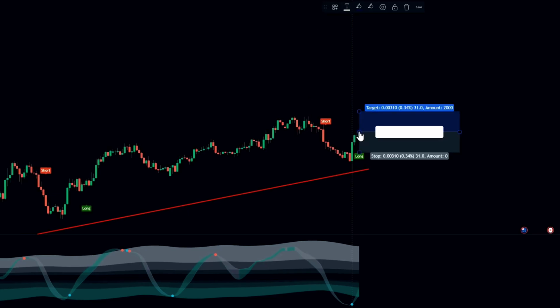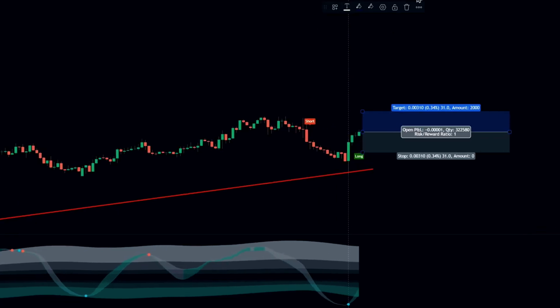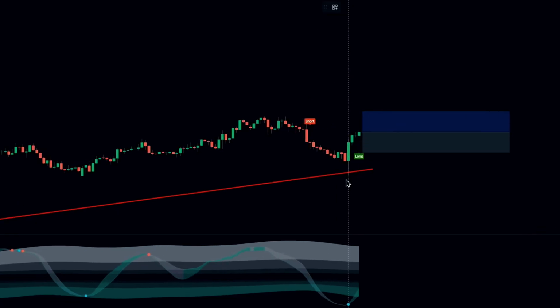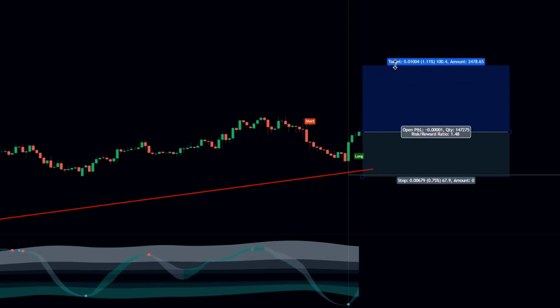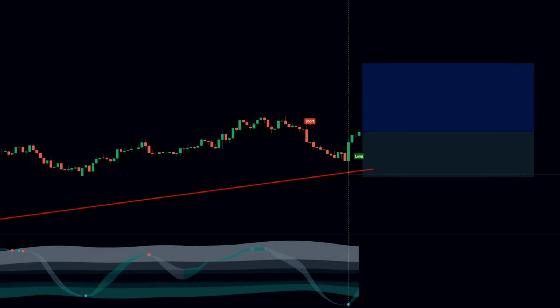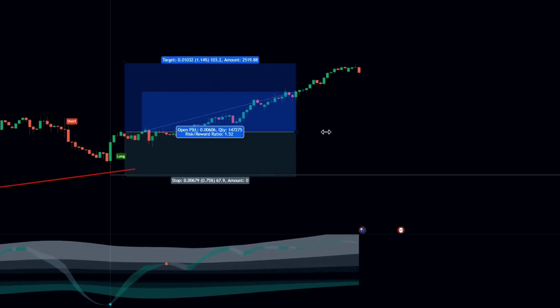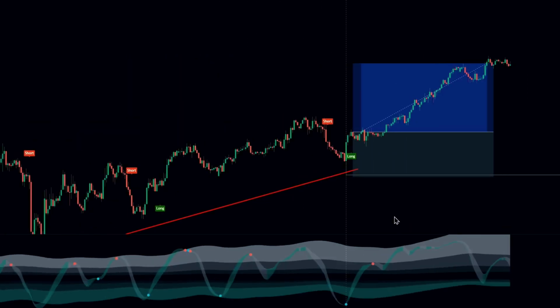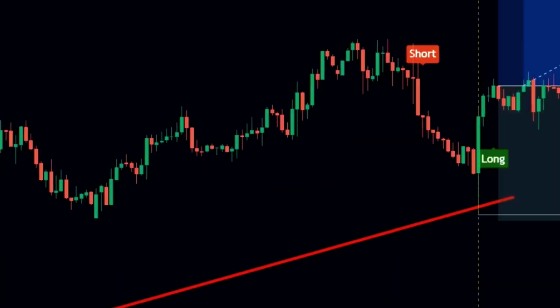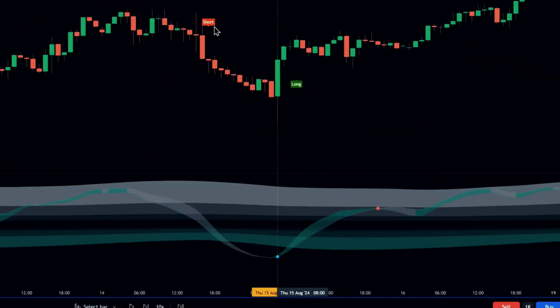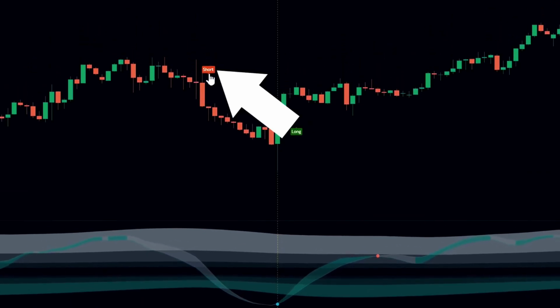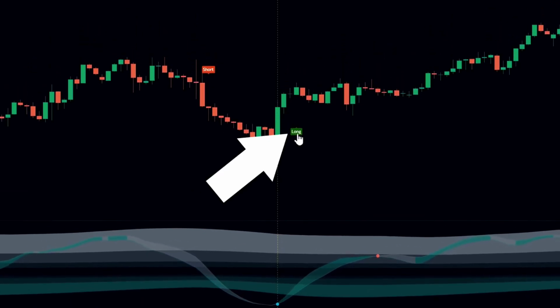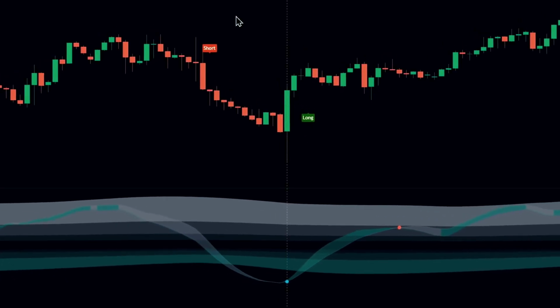Enter a long position, place your stop loss just below the most recent swing low, and set your take profit at 1.5 times the risk. As the trade progresses, you'll see it moving in your favor, eventually hitting take profit, making it a successful trade. It's important to follow this exact sequence: a buy signal from the pulse oscillator, preceded by a short signal from the market beacon, and followed by a long signal. Any other arrangement should be considered invalid.